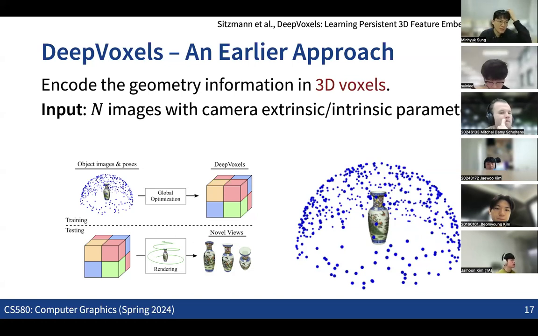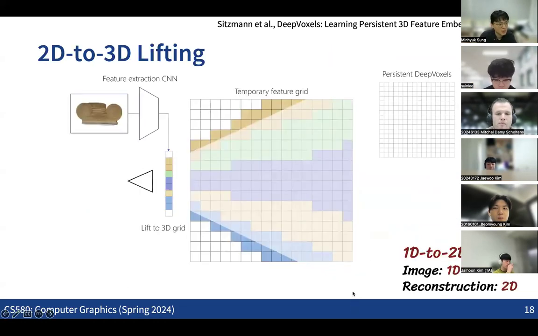In DeepVoxels, what we do is a hybrid of neural encoding and decoding and also a classical rendering and projection pipeline from computer graphics. This diagram shows a 1D to 2D example, but the same thing can be imagined in the fully 2D to 3D case.